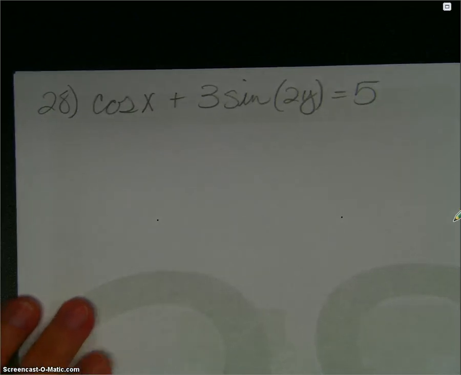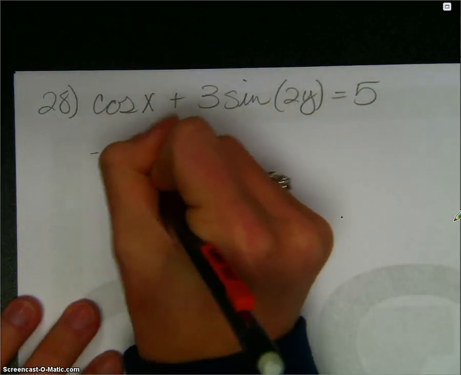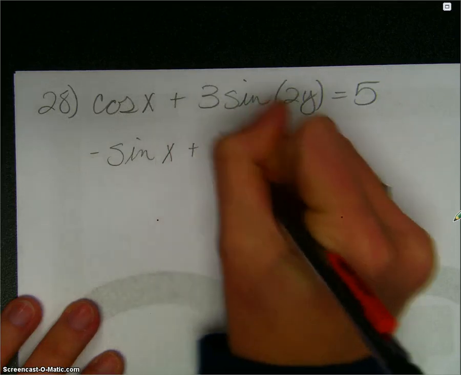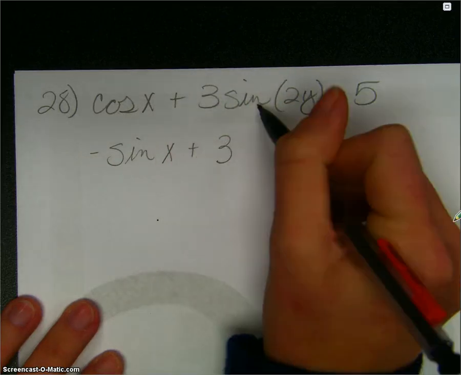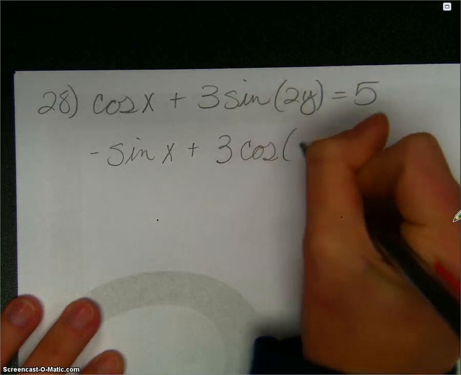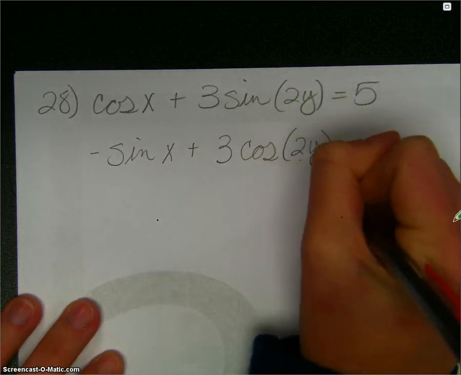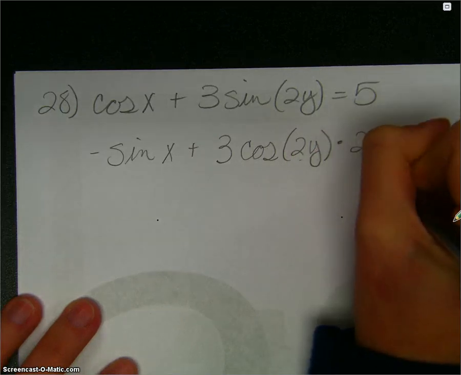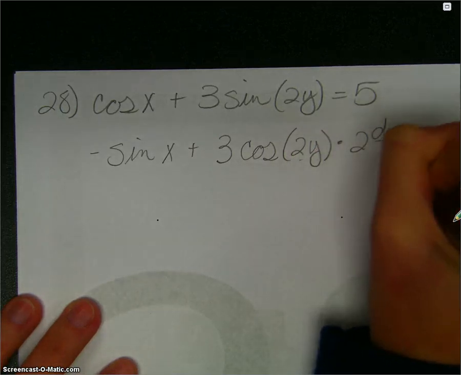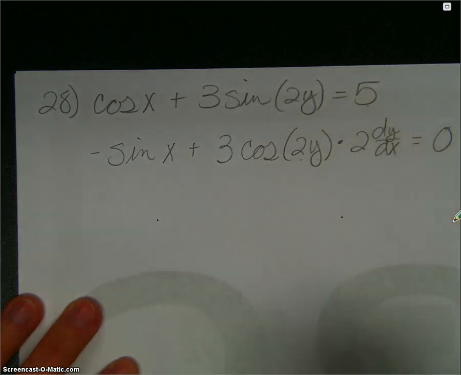Okay, on 28, I'm back to implicit differentiation here. So the derivative of cosine is negative sine. I'm going to keep the 3, that's my constant, and use the chain rule right here. So the derivative of sine is cosine. I'm going to leave my 2y the way that it is, and then I'm going to multiply by the derivative of the inside, which is 2, and don't forget your dy dx, since we're taking the derivative of y, and then the derivative of 5 is 0.